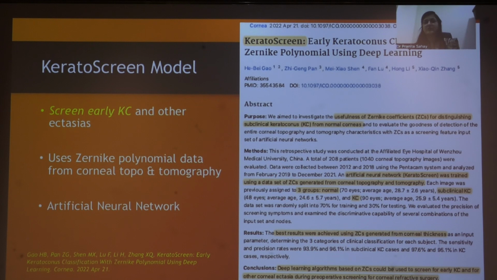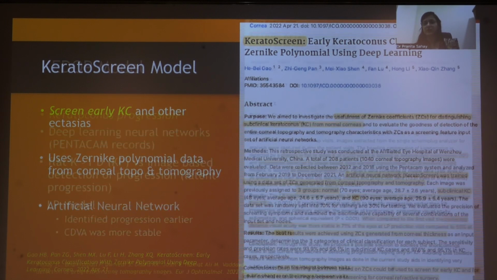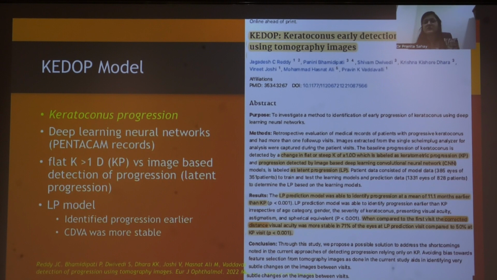The Keratoscreen model is one of the models that has been developed to screen early keratoconus and other ectasias using Zernike polynomial data from the corneal topography and tomography. It uses an artificial neural network. KEDOC, that is the keratoconus early detection and progression model, uses serial Pentacam reports with a deep learning neural network algorithm for detecting keratoconus progression.